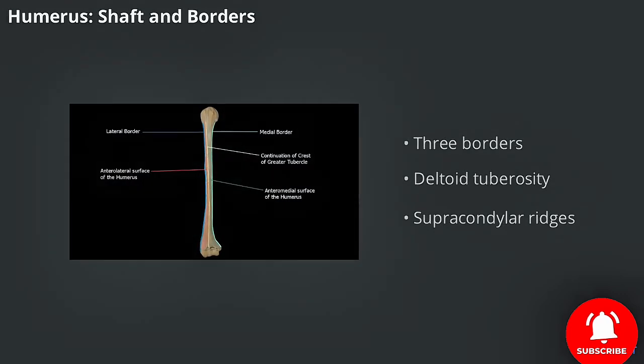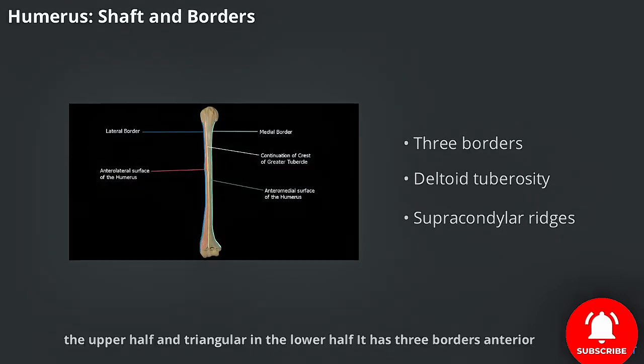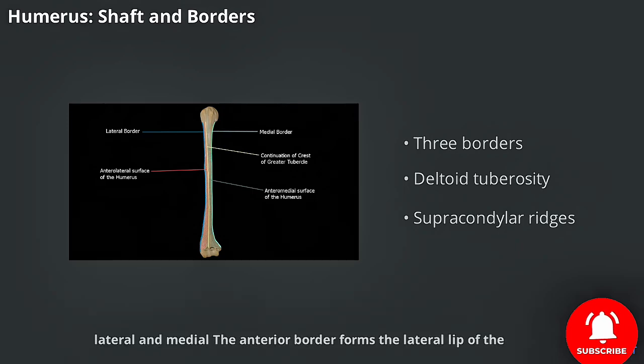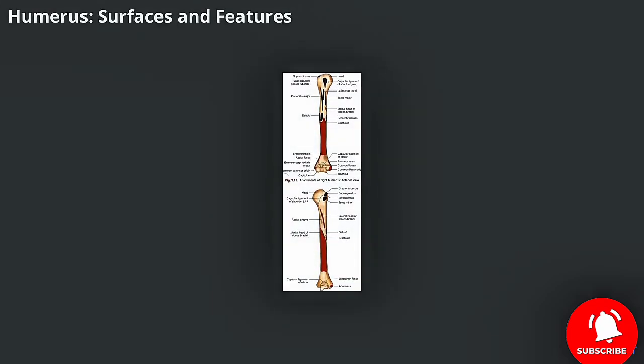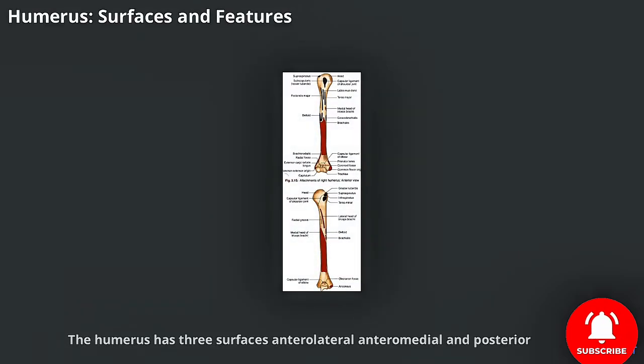Shaft of the humerus is rounded in the upper half and triangular in the lower half. It has 3 borders: anterior, lateral, and medial. The anterior border forms the lateral lip of the intertubercular sulcus and the margin of the deltoid tuberosity. The lateral border is prominent at the lower end, forming the lateral supracondylar ridge, while the medial border continues as the medial supracondylar ridge. Humerus has three surfaces: anterolateral, anteromedial, and posterior.